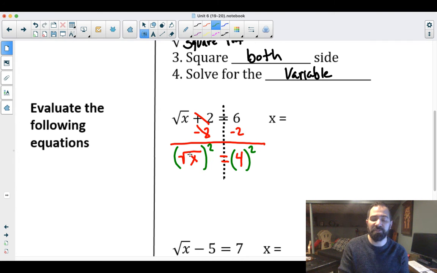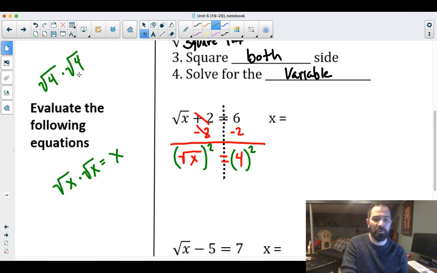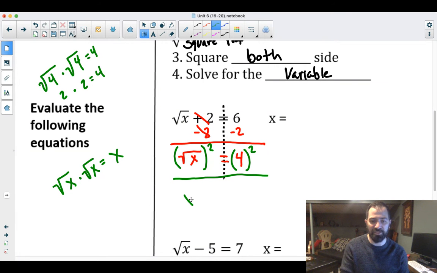Hey, the square root of x squared is just the square root of x times the square root of x. Well, that just equals x. If I do the square root of 4 times the square root of 4, well, the square root of 4 is 2. 2 times 2 equals 4. You just get that same thing back. So when I square a square root, it just cancels out that square root, and I'm left with just x.